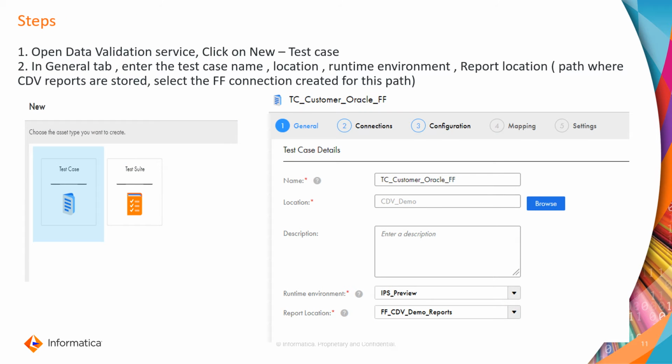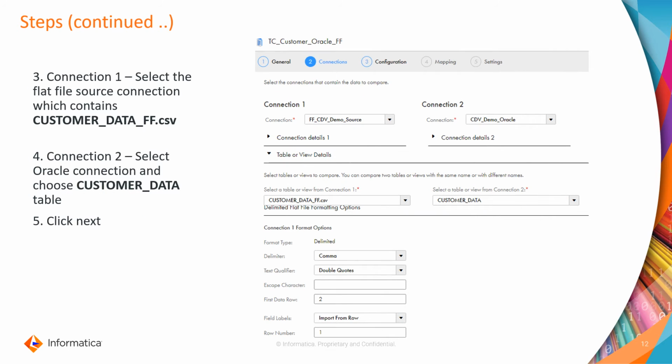First thing, you need to go to data validation and open, click new, and then you get 2 options, test case or test suite. So we are going to create a test case. It opens up a form like this. You need to provide the name, the runtime environment, the location, and the report location where the report will be generated. Click next.